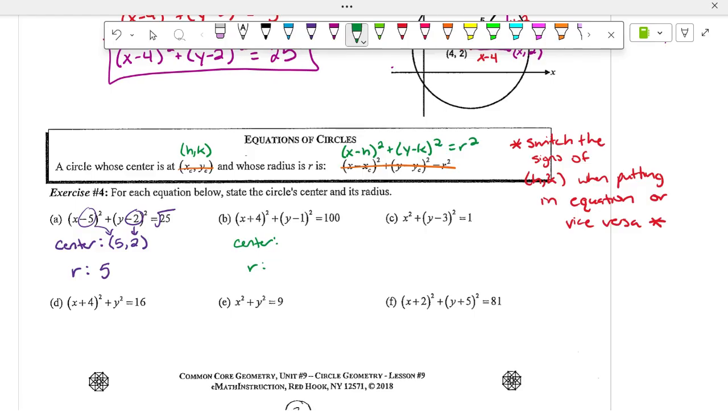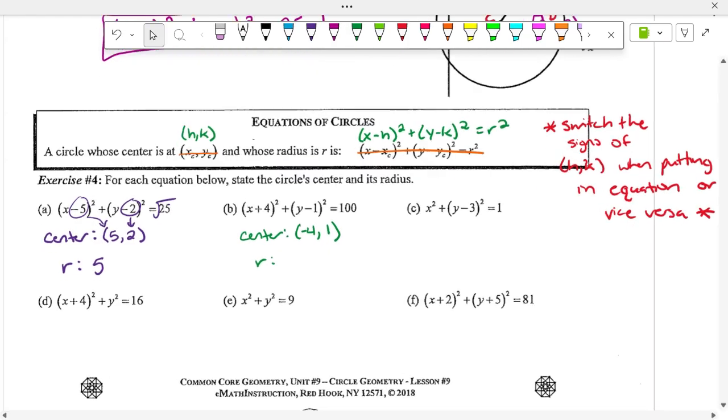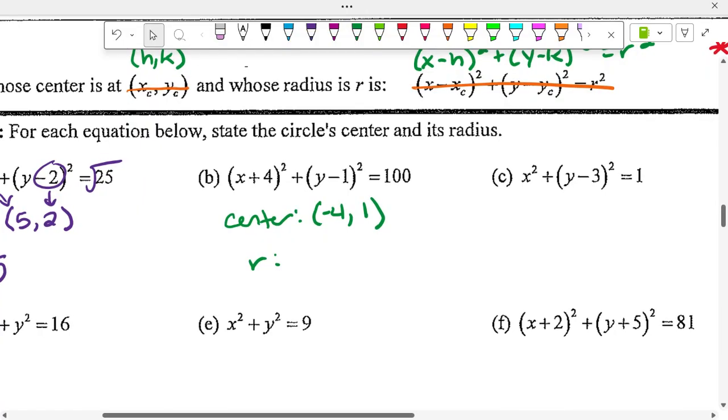All right, Katie, what's the center? Good. Aiden, what's the radius? So the radius isn't a point, it's a number. Never mind. I'm gonna go with 30. I'm at 10. It's 10. Square root of 100, that's 10.